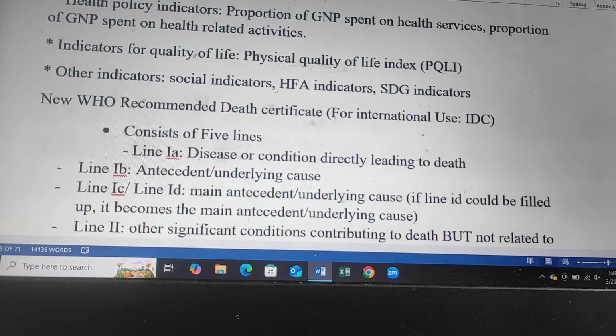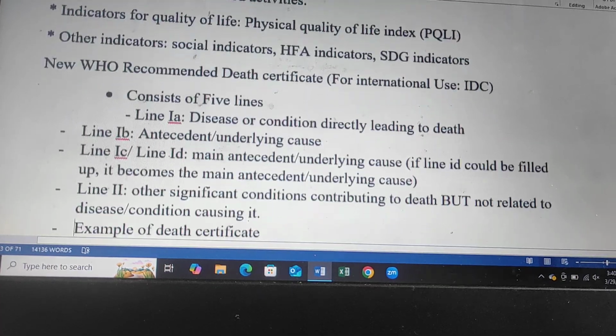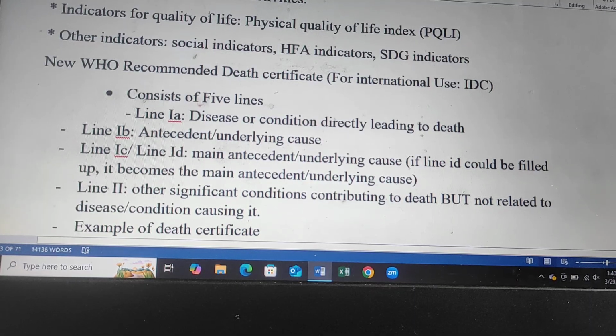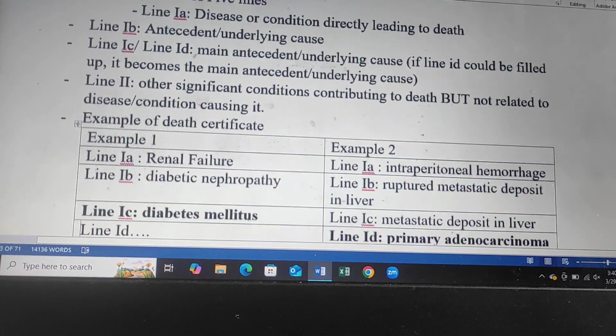If line 1D could be filled up, it becomes the main antecedent underlying cause. Line 2 lists other significant conditions contributing to death but not related to the disease condition causing it. Examples of the death certificate.